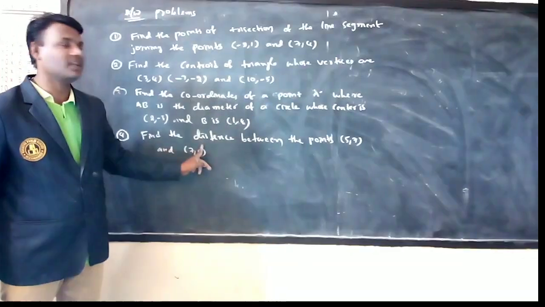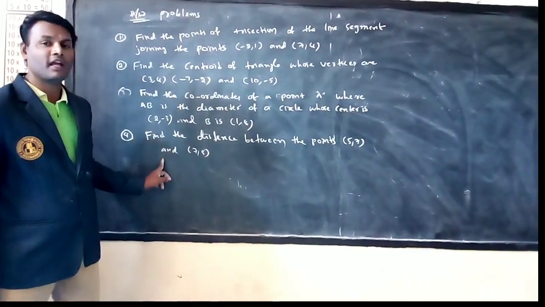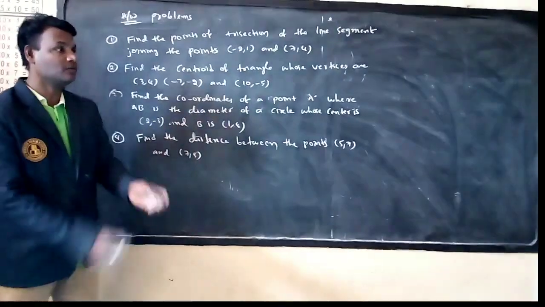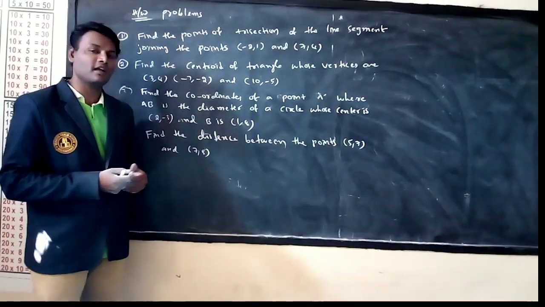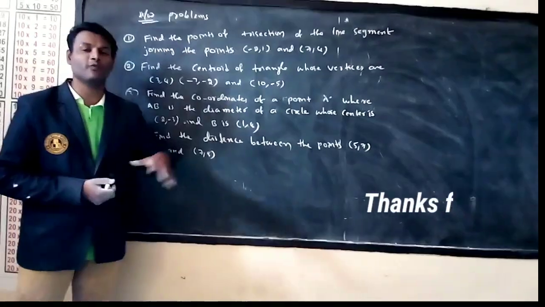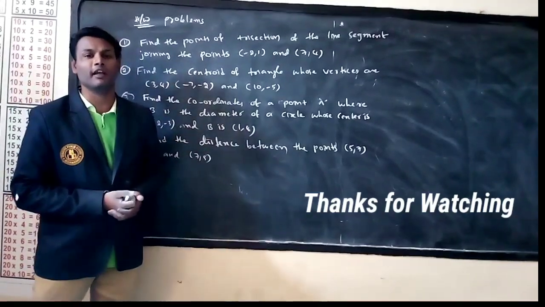Find the distance between the points (5, 7) and (7, 5). So tomorrow I am going to start area of a triangle: how to find the area of a triangle by using coordinates. Thank you.